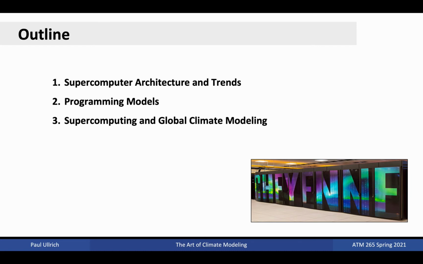The outline of today's discussion is as follows. First, we'll talk about supercomputer architectures and trends in supercomputer design. Second, we'll talk about programming models and how they can improve model throughput. Finally, we'll touch on how trends in supercomputing are playing out when it comes to global climate models.